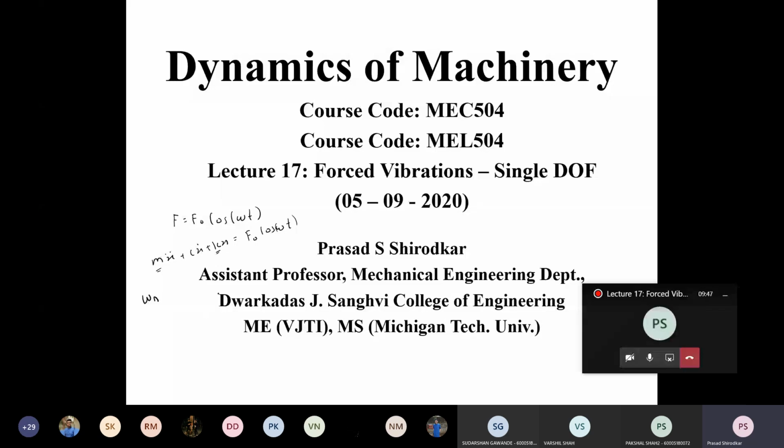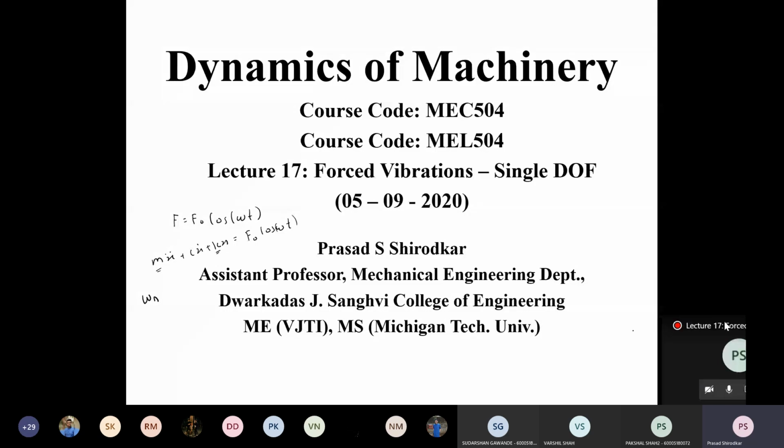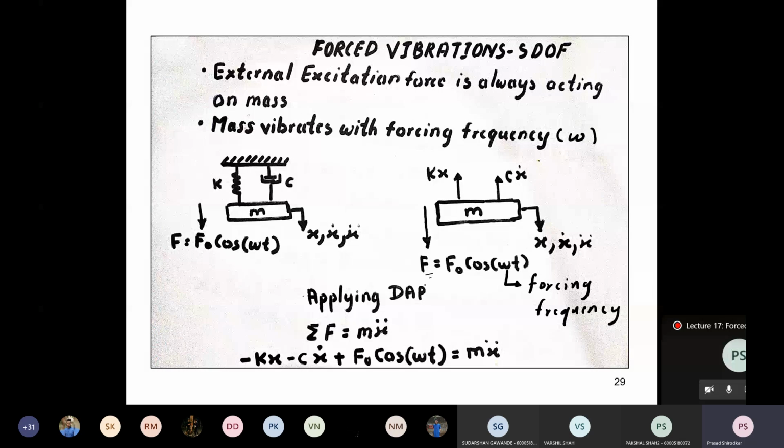Alright. So based on this mass and stiffness, it will have a natural frequency, that is omega n, which is given as square root of k by m. If the system is allowed to oscillate on its own, this will be the frequency with which it will oscillate. But now in our case, this is the mass, and to this mass this external force is attached, and the frequency of this force is f0 cos omega t.